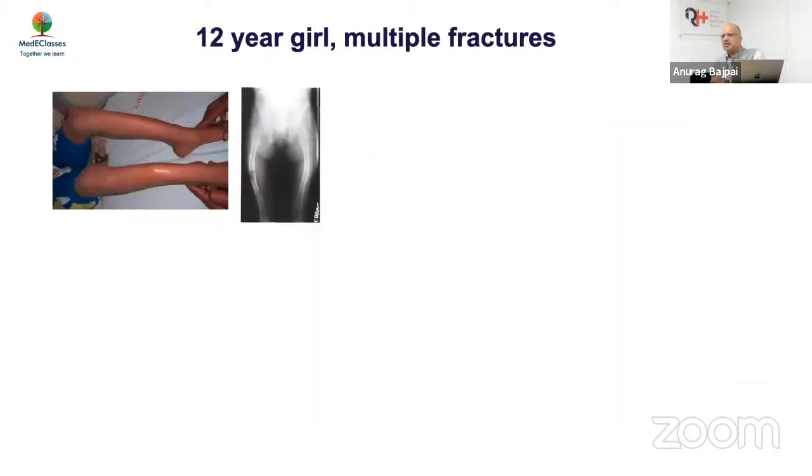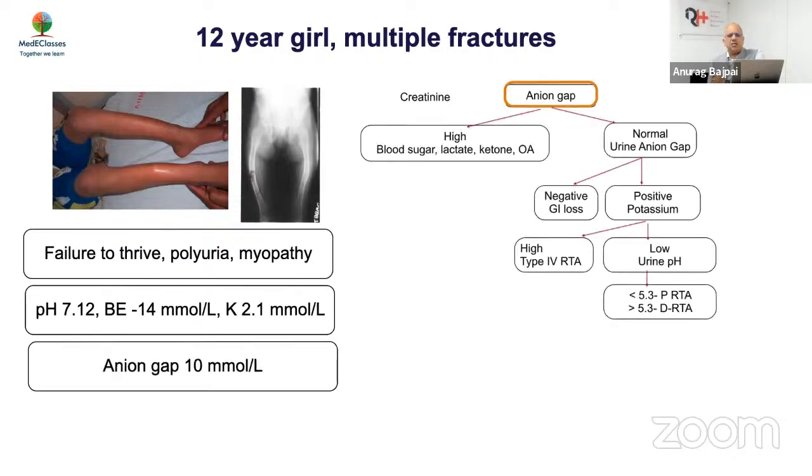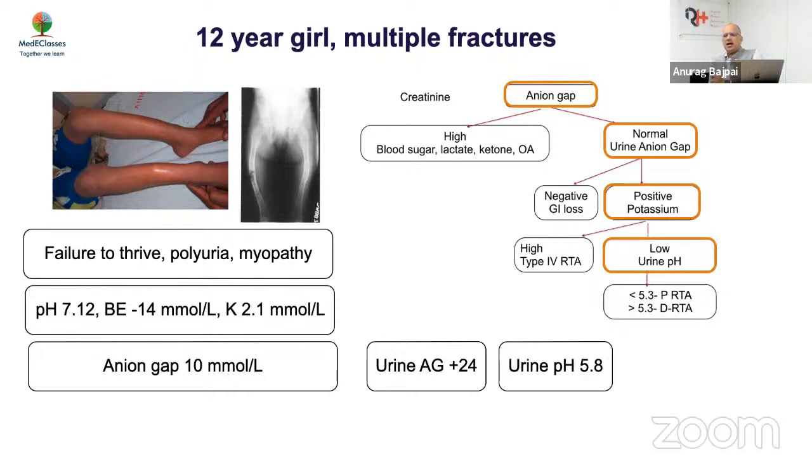This case we already discussed, a 12-year-old girl with multiple fractures, failure to thrive. Again, a case of distal RTA with diagnostic confusion in that you had amino aciduria. So why is there amino aciduria in distal RTA? Secondary hyperparathyroidism can cause glucosuria, amino aciduria, a Fanconi syndrome-like picture.